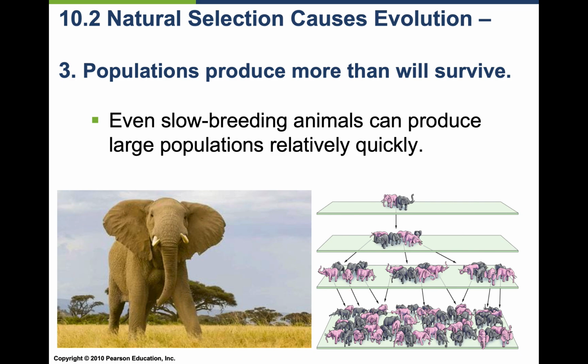The other one is that populations can produce more than will ever survive. Even really slow breeding animals like elephants can produce large populations in a relatively quick amount of time. So here are the first, second, third, and fourth generations that are possible to come from elephants during their lifetime.